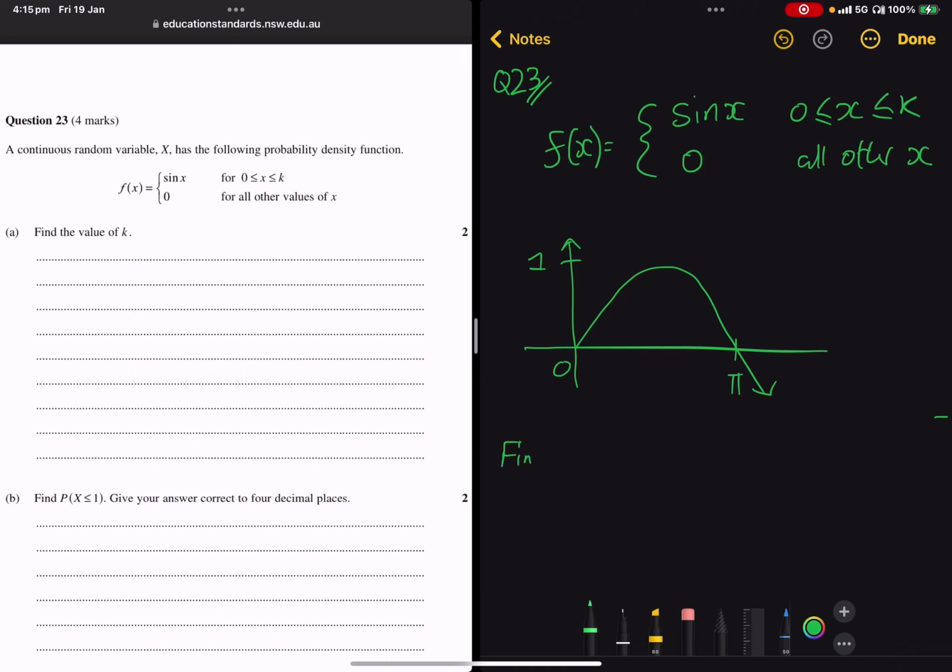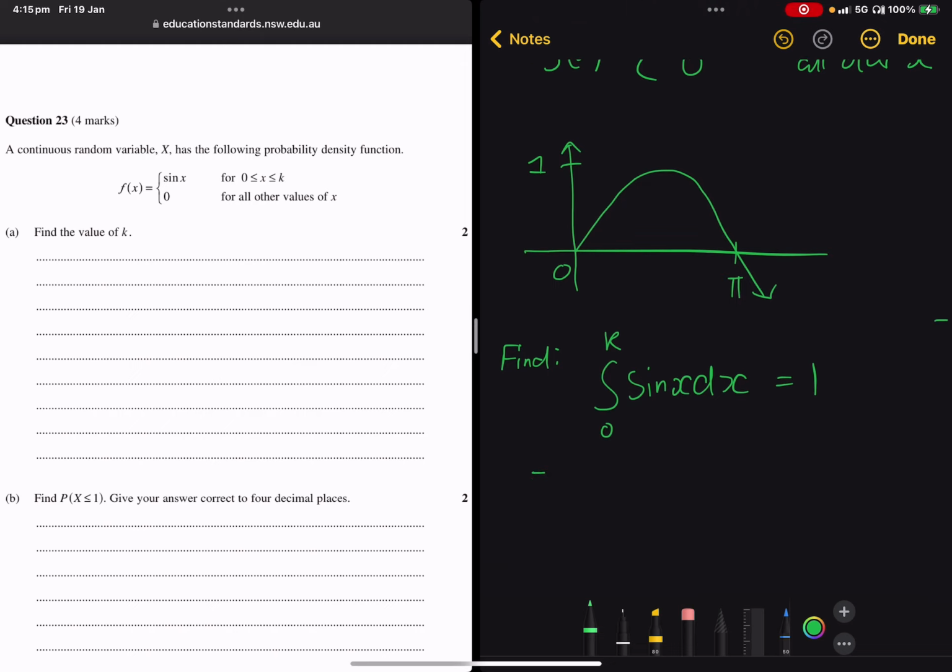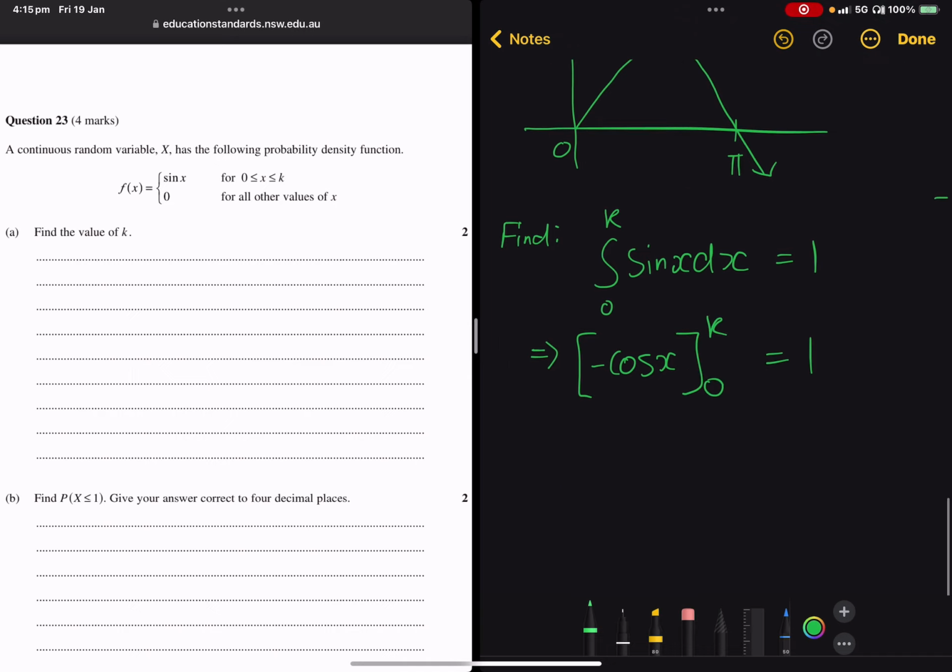We're going to find this by letting the integral from 0 to k of sine of x dx be equal to 1, because the total area under the probability density function, the bit that's not 0, has to be 1, because that's 100%. So we'll do this integral and solve for k. Sine of x integrates to minus cosine of x, from 0 to k, equal to 1.